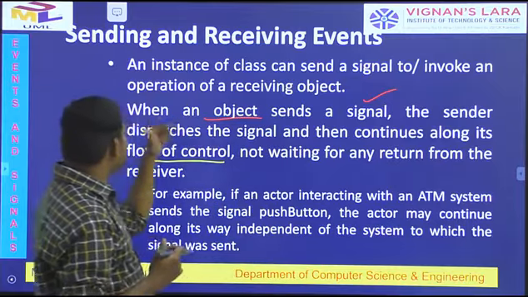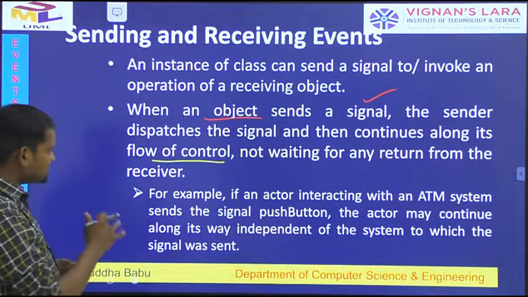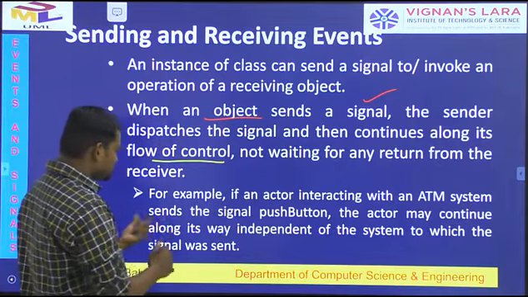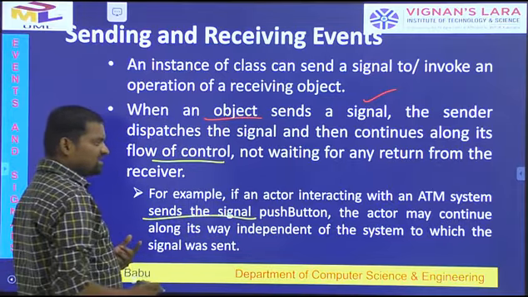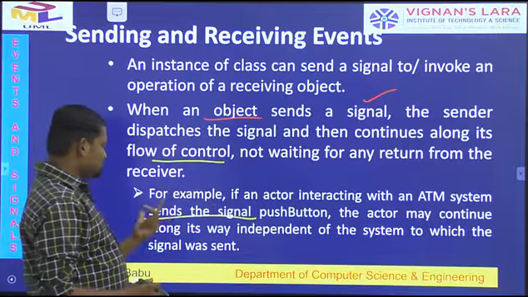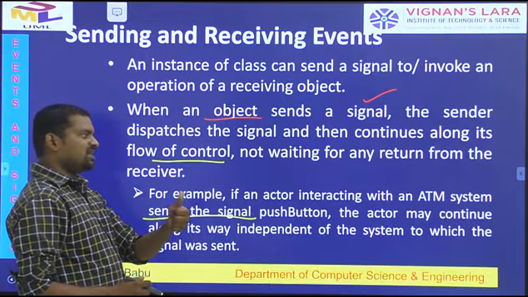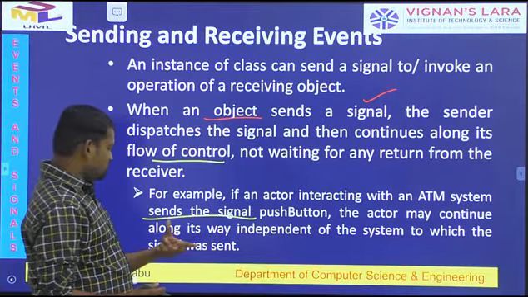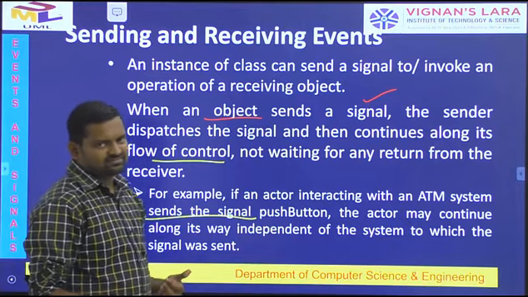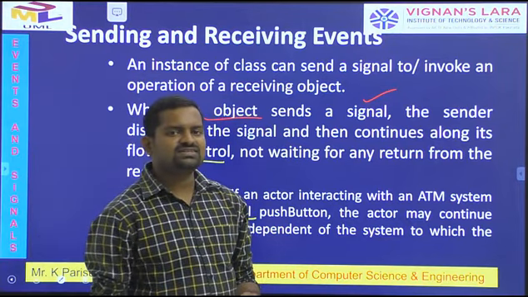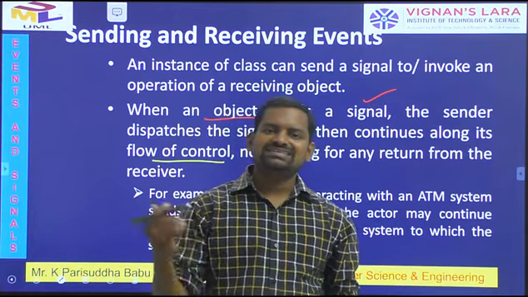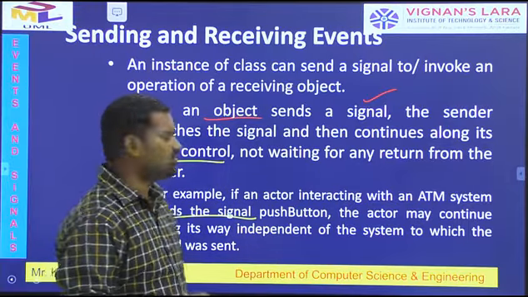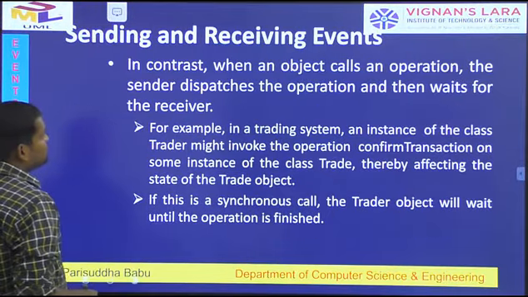That is sending event. What is a receiving event? For example, if an actor interacting with an ATM system sends the signal, push the button, the actor may continue along its way independent of the system to which the signal was sent. So the sender may send the information without having acknowledgement. Okay. So next, receiving event.